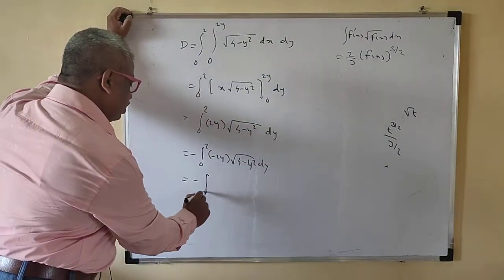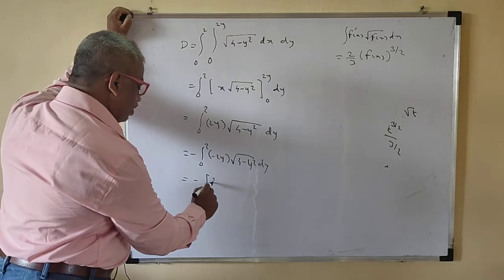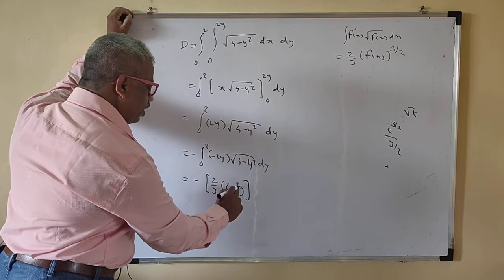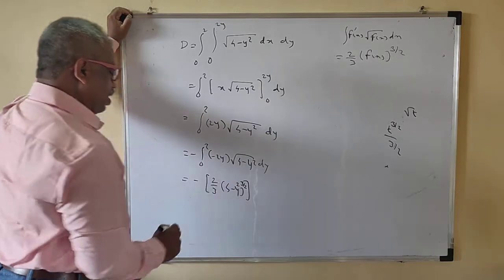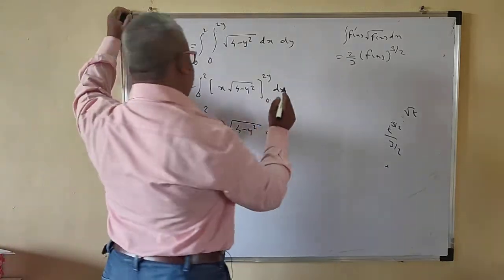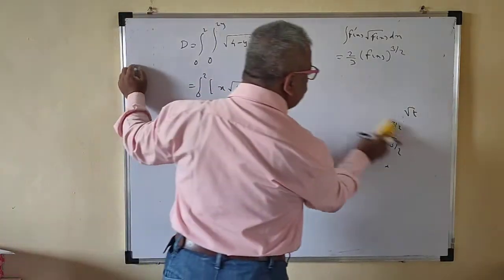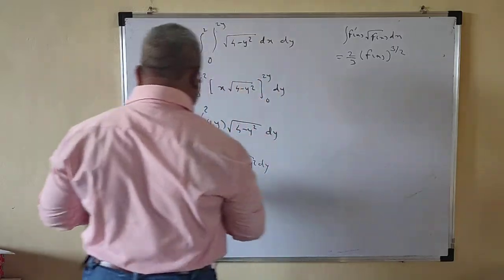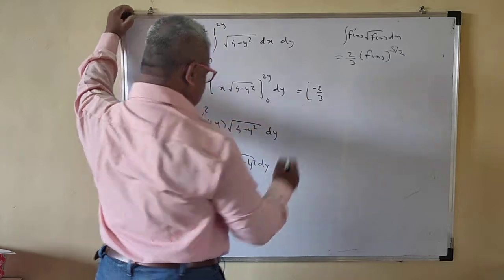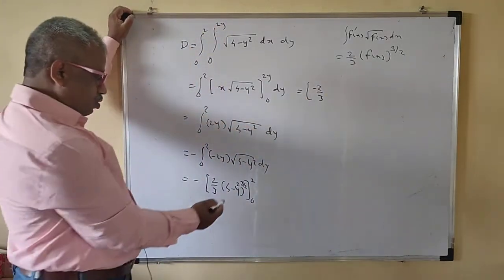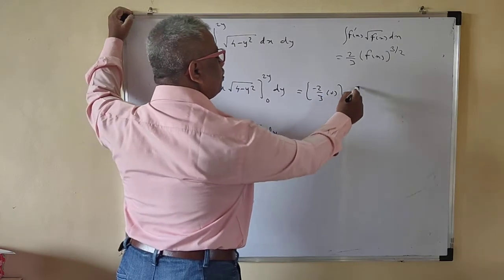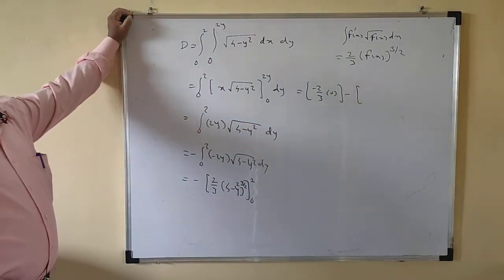What do we get then? Minus 2 by 3 times 4 minus y square to the power 3 by 2, with limits 0 to 2. First we put 2 here. You have to take care because outside there is a minus sign. So minus 2 by 3, we put y is equal to 2, so 2 square, and this is 0. If you put the upper limit, it will be 0.